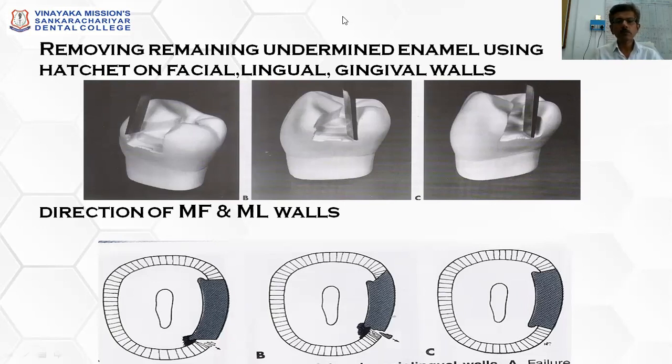Direction of mesiofacial and mesiolingual walls. Now, as I said, it's very important when you make your cavity preparation that the mesiofacial walls and the mesiolingual walls need to be configured depending upon the direction of the enamel wall, so as to finally prevent the collapse of the weakened enamel.